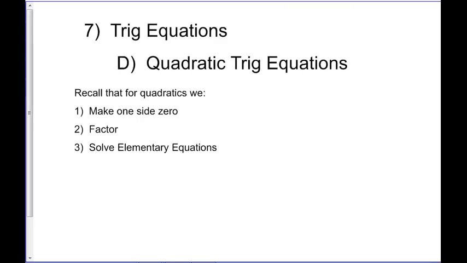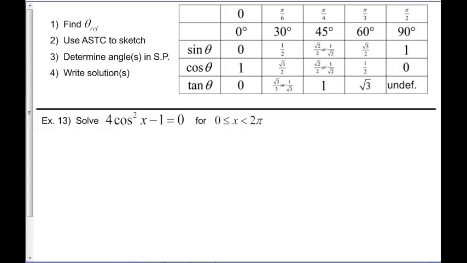The last thing we'll look at is combining quadratic and trig equations. So for quadratics, the plan is make one side 0, factor, and solve elementary equations. Over here, I have 4 cos squared x minus 1 from 0 to 2 pi. So first revolution, that's a little gift for us. If you're confused by the cos squared, just think of this as 4n squared minus 1. Does that factor? Absolutely. It's a difference of squares.